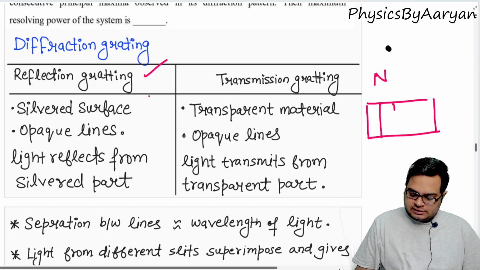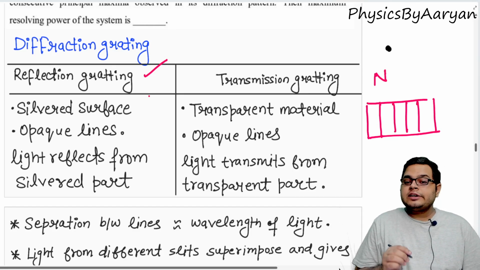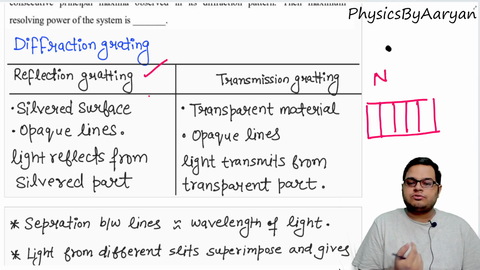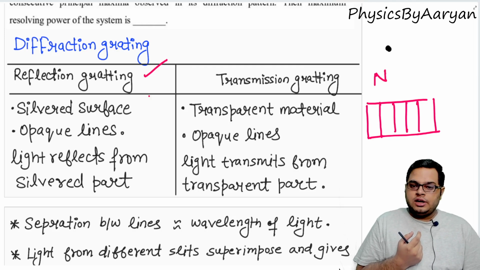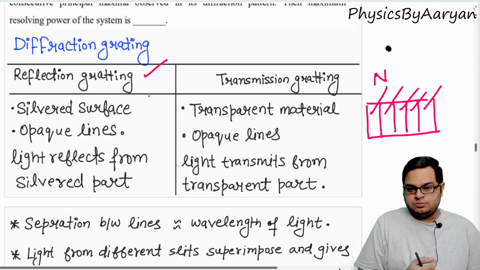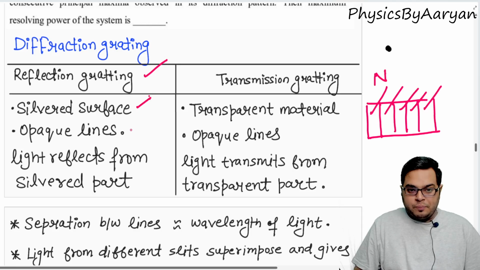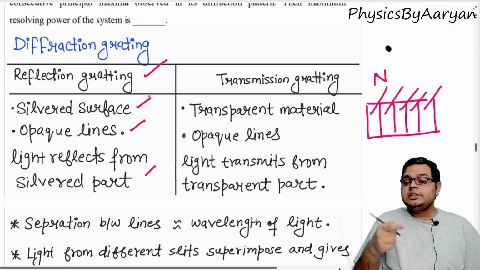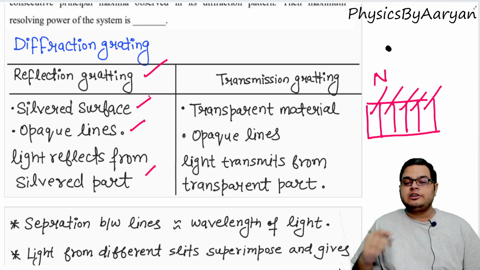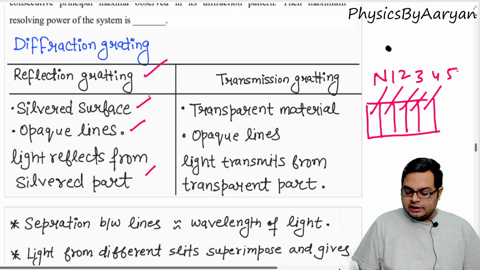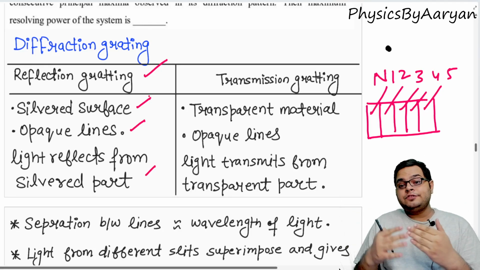Let's say this line, this line, this line, this line. These are the opaque lines. They will not reflect because some sort of paint or coating is there. Now when the light falls, it will reflect from this region, this region, this region, and every region is acting like a slit. So we have a silvered surface, opaque lines, and the light reflects from the silvered surface. Since the light is reflecting, we call it a reflection grating. Now all of this light interferes with each other and gives you a pattern.